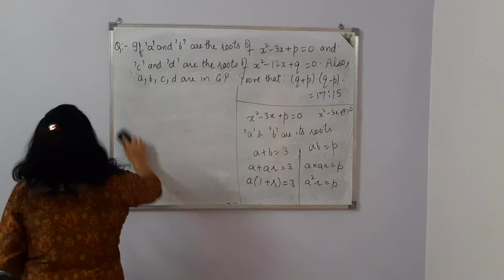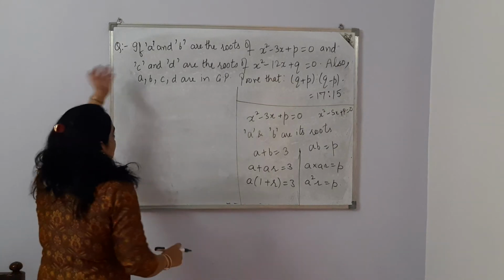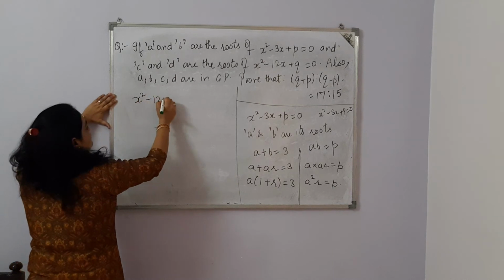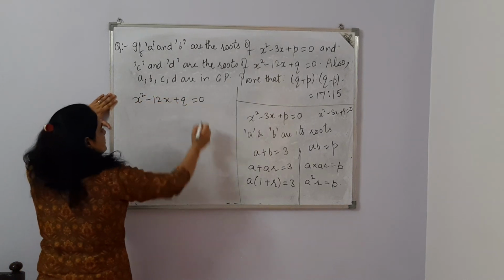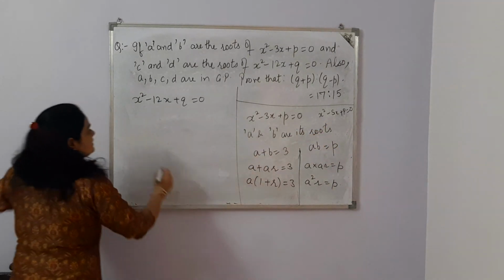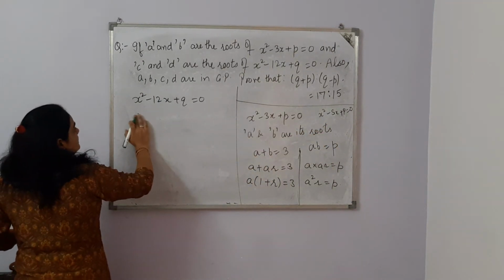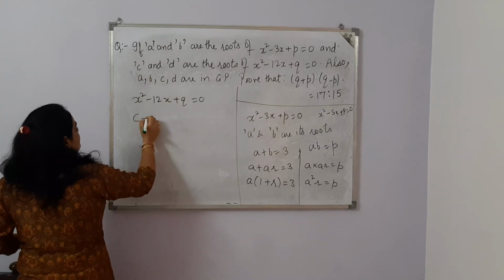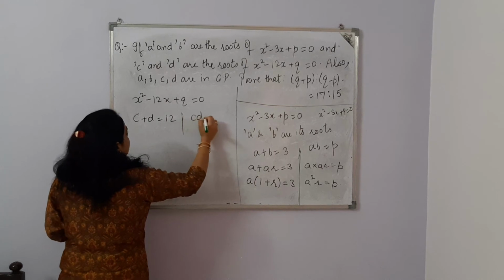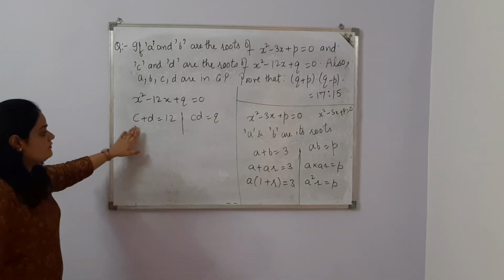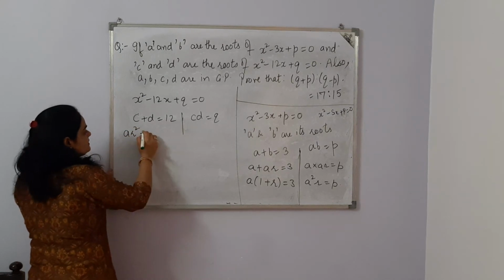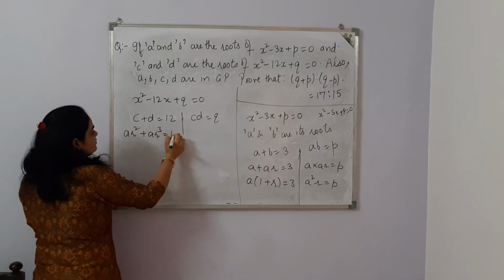Now the second equation is x square minus 12x plus q equals to 0. When we compare with this equation, x square minus sx plus p equals to 0, what is the sum of roots? Yes, the roots are c and d. So the sum of roots is equal to 12 and the product of roots is equal to q. What is c? It is the third term of GP, AR square, and D is AR cube, so the sum is 12.